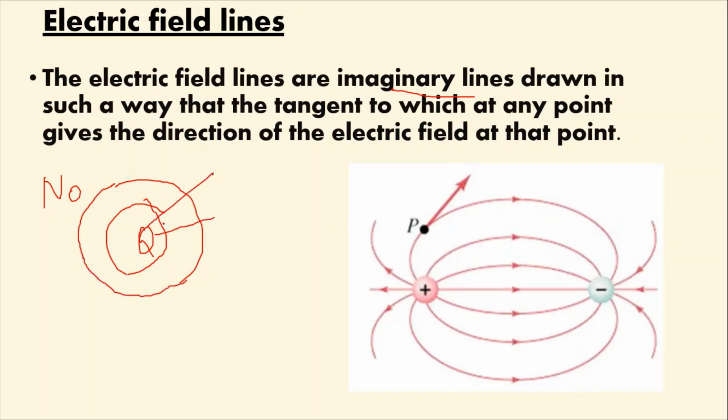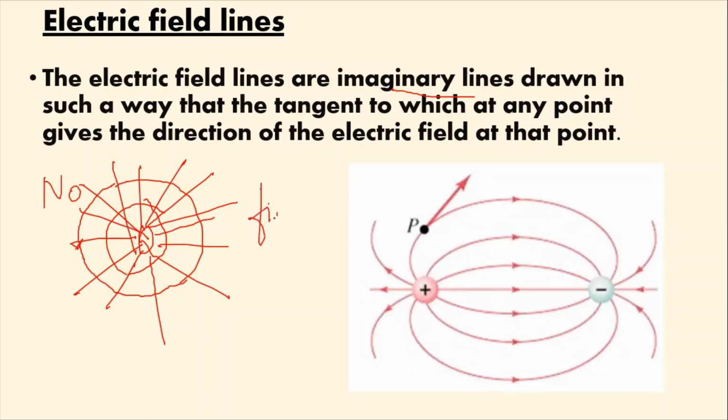We draw lines like this, everywhere. Does that mean that this region doesn't have a field? No. There is a field there also. Electric field is present everywhere surrounding the charge. For our understanding, we are drawing imaginary lines. So, electric field lines are imaginary lines. The field lines are imaginary, but the field actually exists. That you should understand.